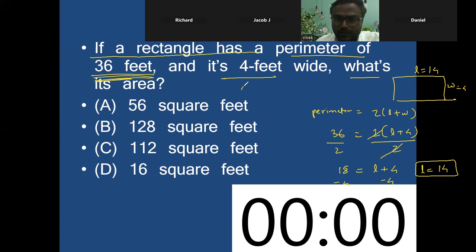As we already know, area of a rectangle is length times width, which is 14 times 4. So 4 times 4 is 16, carry the 1 over, 4 times 1 is 4, plus 1 is 5. So 56 square feet is your answer. I hope you understood that, Frederick.